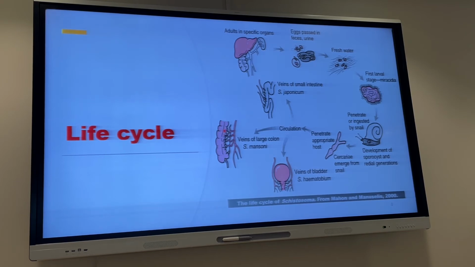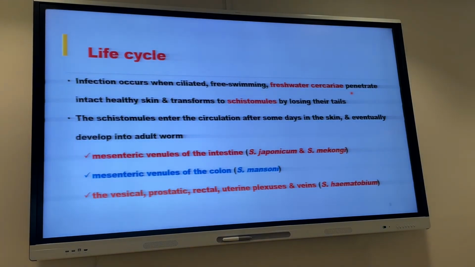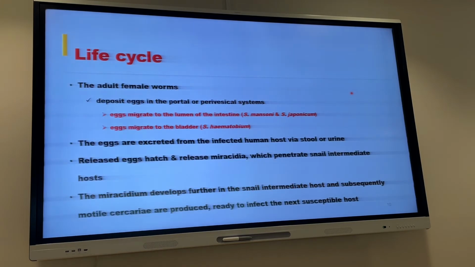Is that clear? So this newly infected person, if he or she goes around again, passing urine indiscriminately in the environment, the eggs will have access to fresh water and the entire life cycle is repeated. Is that clear? Any questions? So this is what I just described.